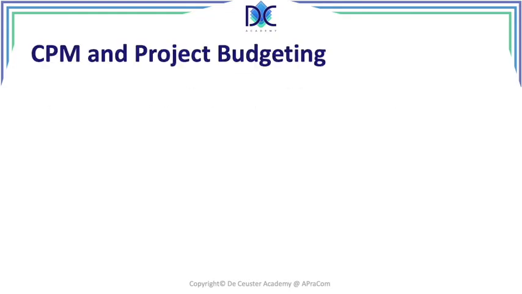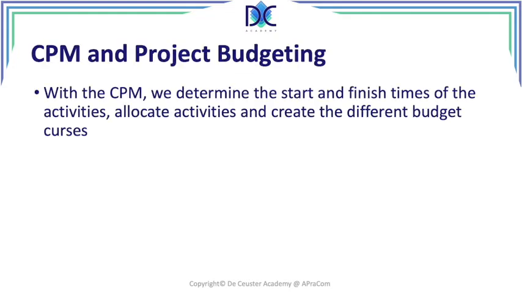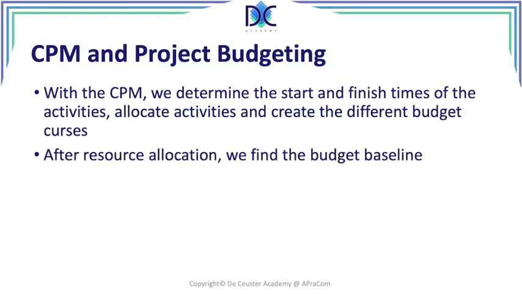So let's have a look at the critical path method and project budgeting. First, what we did in the critical path method is that we determine the start and finish times of the activities. We allocate the activities to people and we create the different budget curves. The resource allocation is very important because we have to resolve all resource conflicts and we can find a budget baseline.